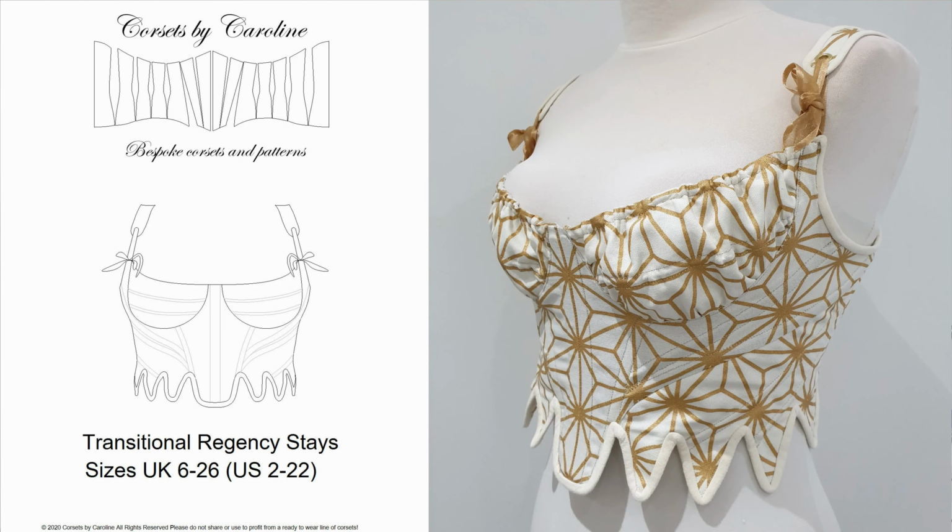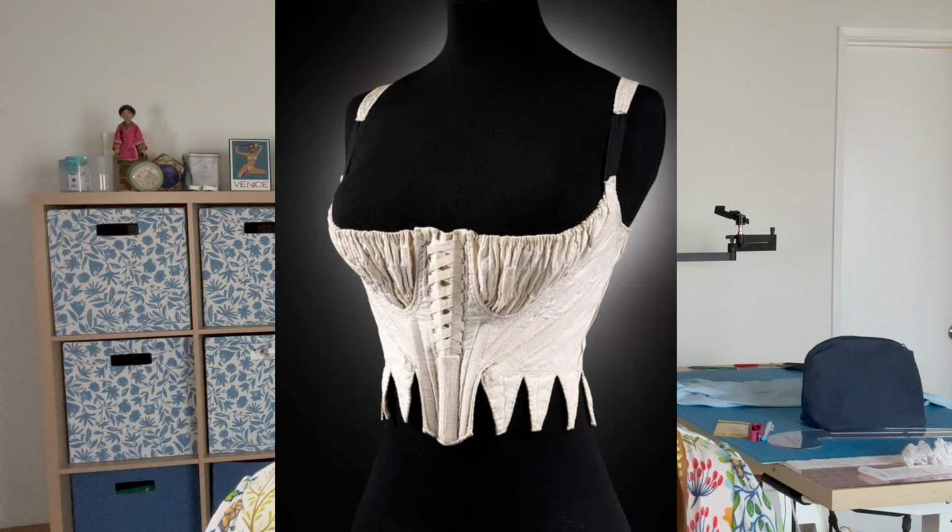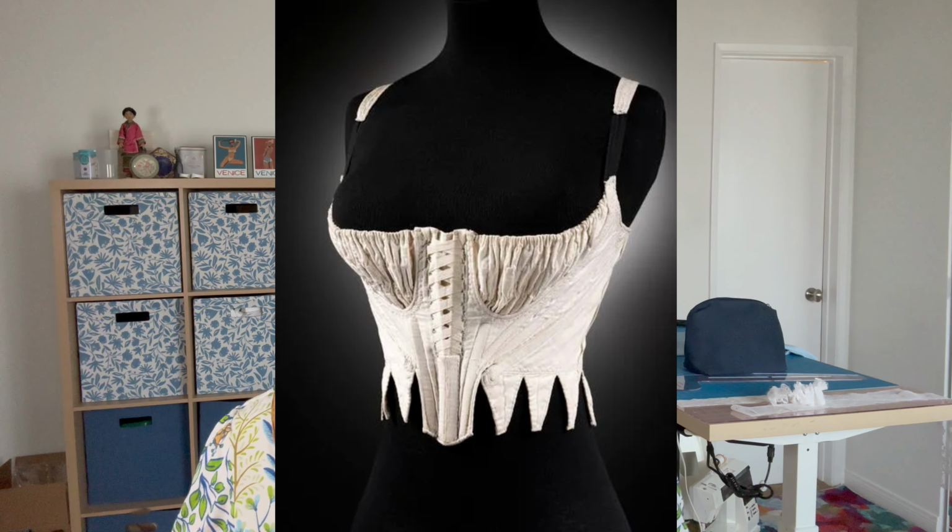I'll be using a pattern from Corsets by Caroline on Etsy that was, I think, obviously inspired by this extant pair of original stays at the V&A. I'll put a description to the pattern in the description below in case you want to try making it yourself. I'm making mine out of cotton, which was a popular material at the time. And I'm also using plastic boning, which mimics the behavior of whalebone.